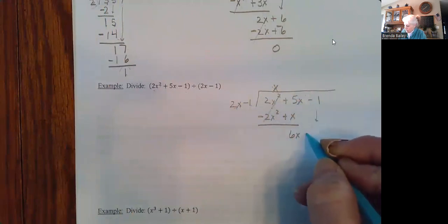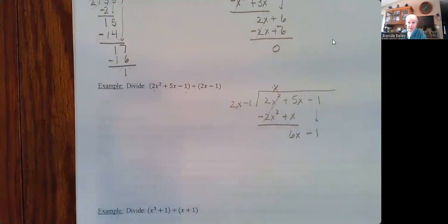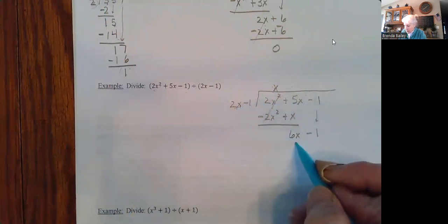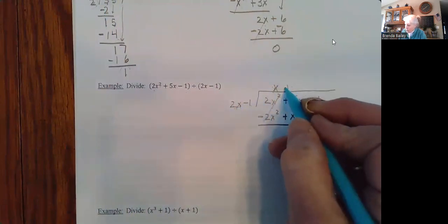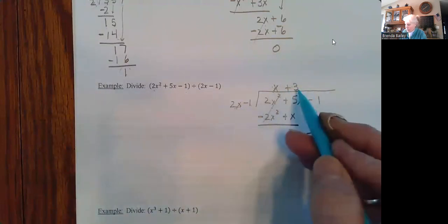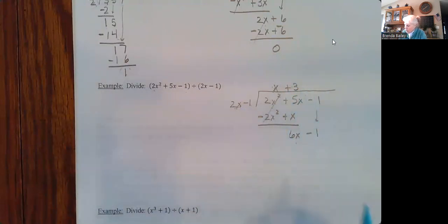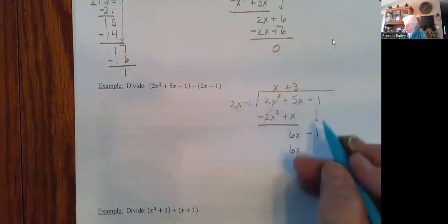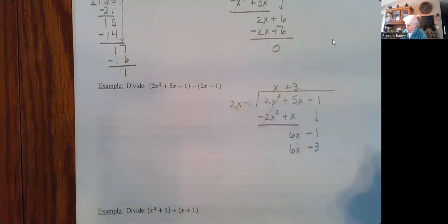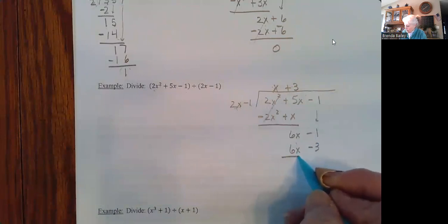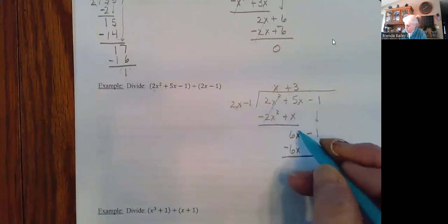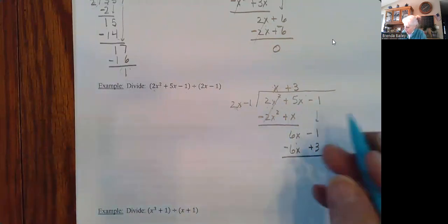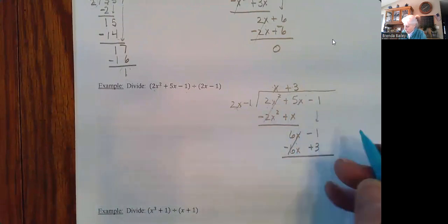Bring down the next term, and do the same process all over again. What times 2x gives me a positive 6x? Well, that would be a plus 3. Remember, you always have plus or minus when you go to the next part. 3 times 2x is 6x. 3 times a minus 1 is a minus 3. All right. So we have a remainder. So then we change the signs. Don't forget to do that. And then combine these. So that drops out, always, plus 2.